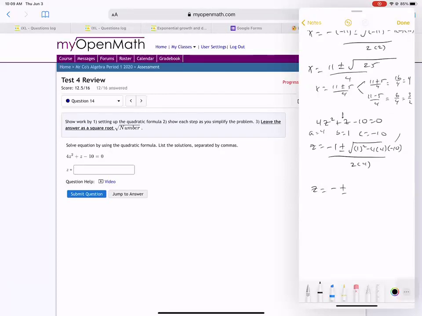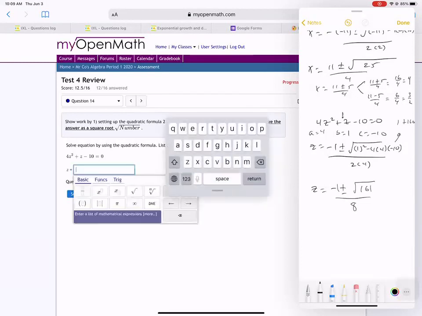Okay, so I'm going to do the inside part here. 1 squared is 1. 4 times 4 is 16. 16 times 10 is 160. So plus 160. And then, so we have 1 plus 160. Negative, negative is a positive. That's why it's a positive 160. We end up with the square root of 161 all over 8. Okay, so that's my answer.